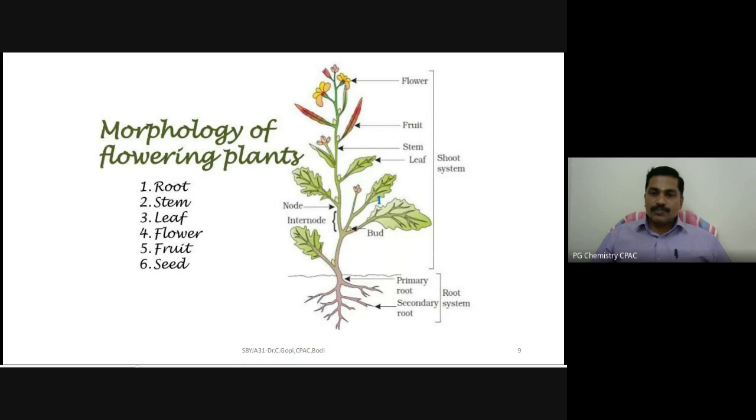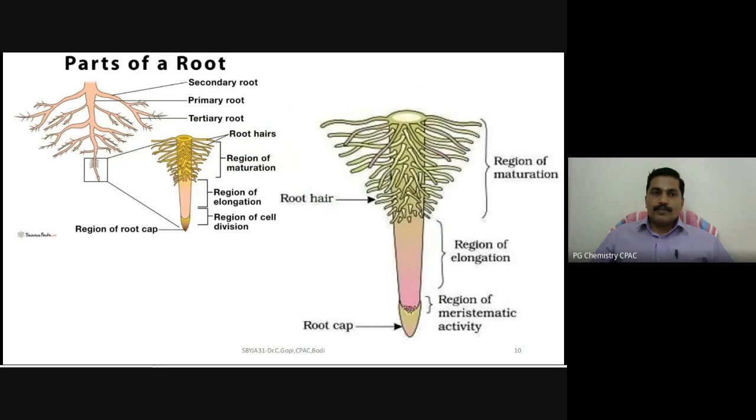The root system consists of primary root and secondary root, and the shoot system consists of stem, node, internode, axillary buds, leaves, fruits, flowers, all those things. So the shoot system is the aerial part of the plant, and the root system is the subaerial part of the plant. So these are the different parts of the roots.